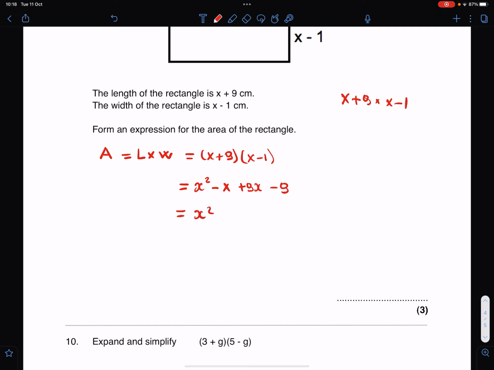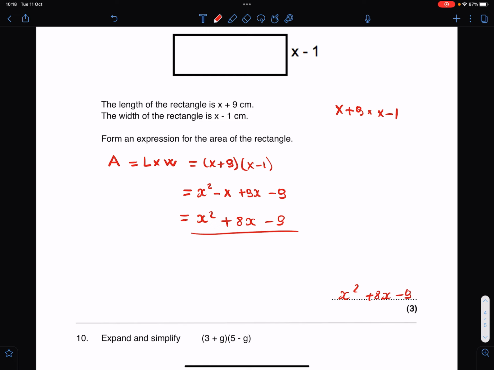So x squared, negative x plus 9x, how much is this? Plus 8x minus 9. So that's it: x squared plus 8x minus 9. Are we happy with this? Can we move to question 10? Okay, so copy that down, it's very important. You done?